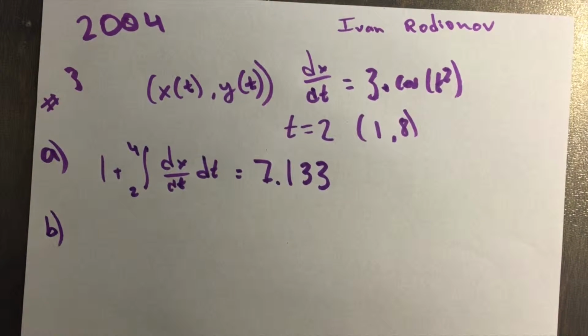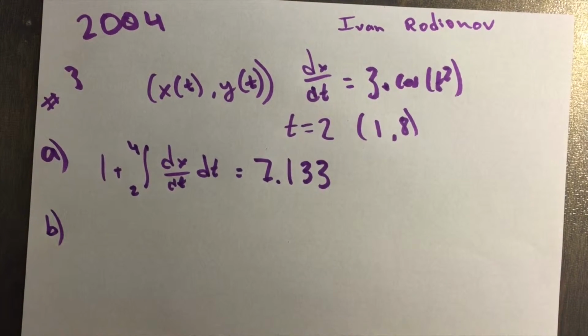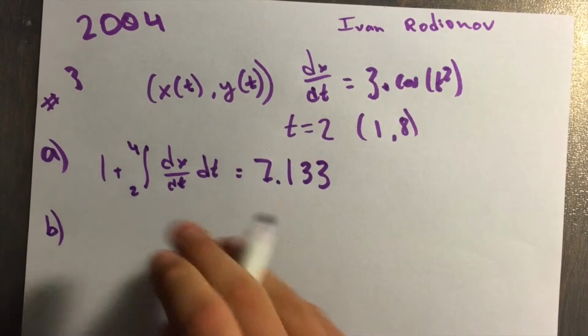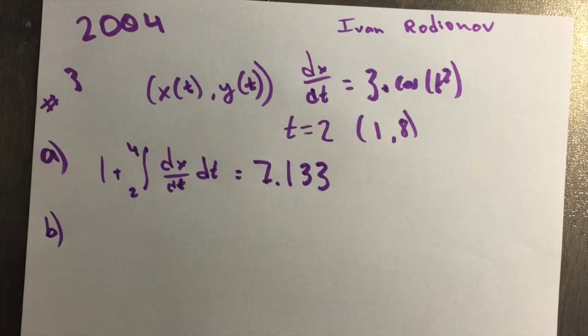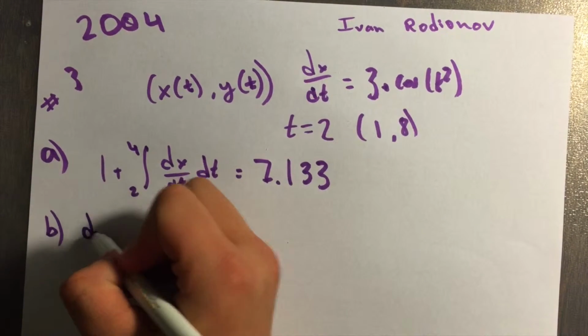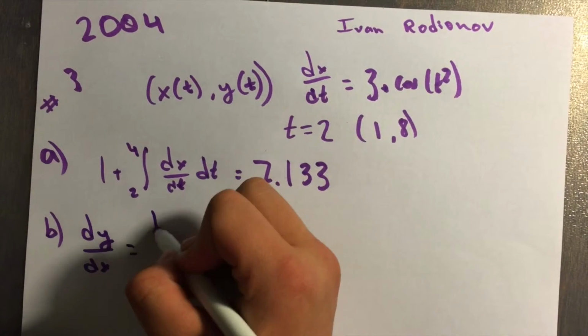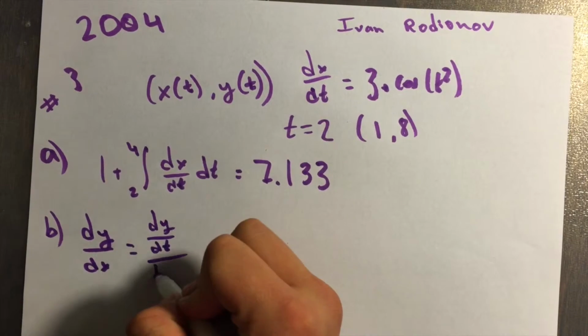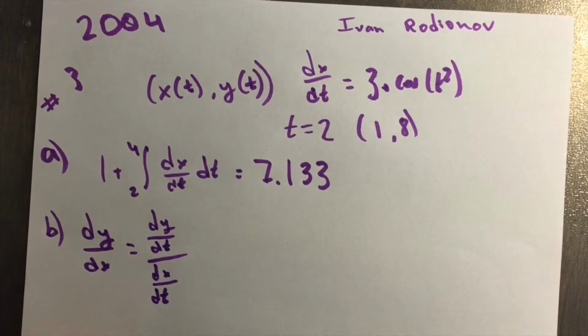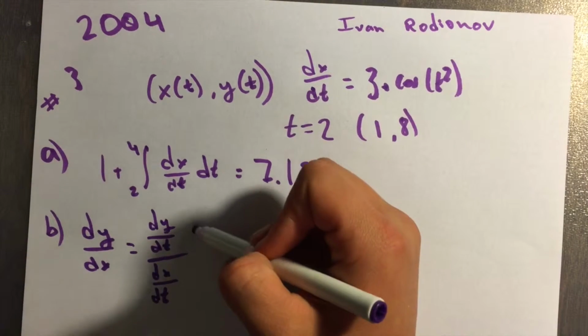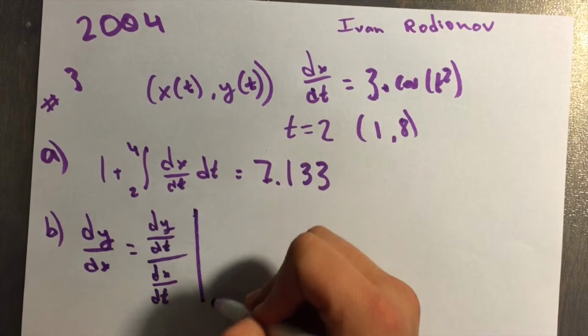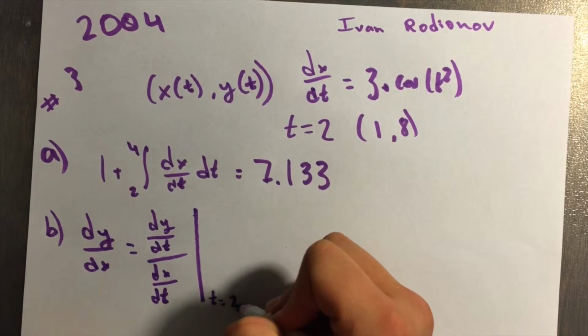Part B states that at time t equals 2, the value of dy/dt is -7. So we have to write an equation for the line tangent to the curve at the point where t equals 2. To find the slope of the tangent line, we must find dy/dx, which is equal to dy/dt over dx/dt, and these dt's cancel, so we get dy/dx.